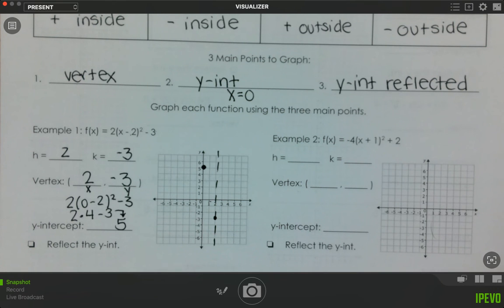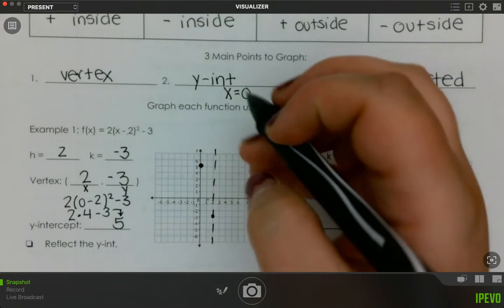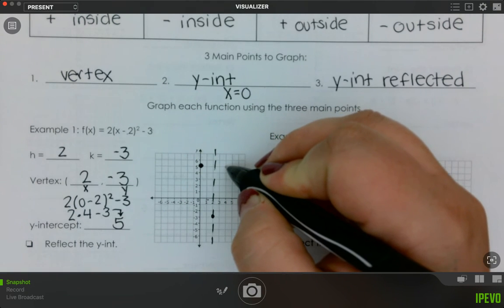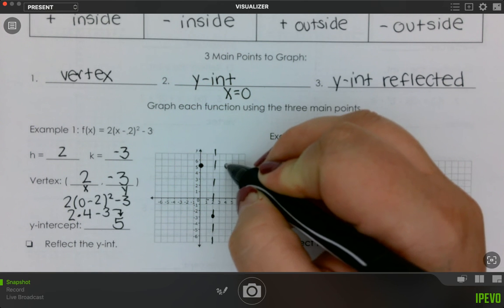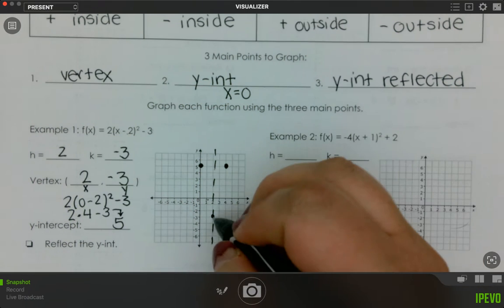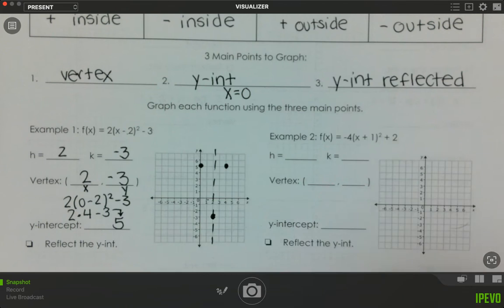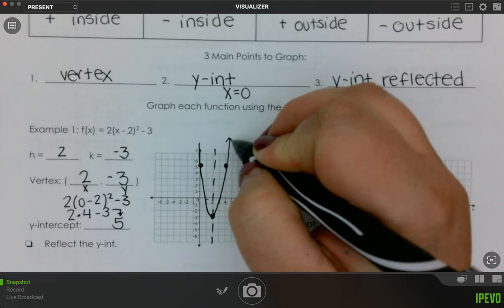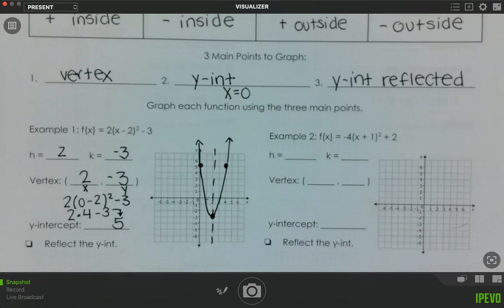Don't forget that you can flip that point to the other side. That's what this means. So since it's 2 away from the middle on the left, we're going to go 2 away from the middle on the right and put a point at the same y value. Just like that. And there's your graph. Remember that this shape is called a parabola.